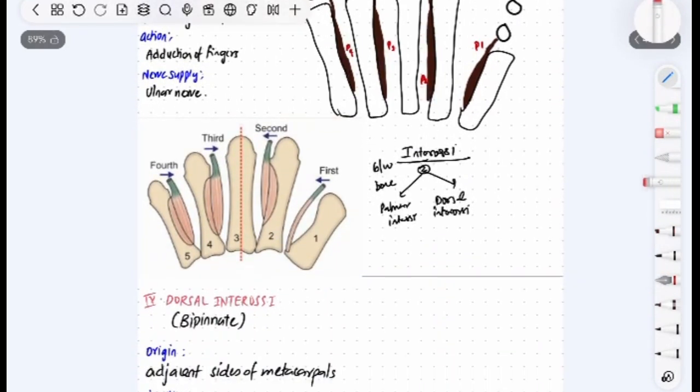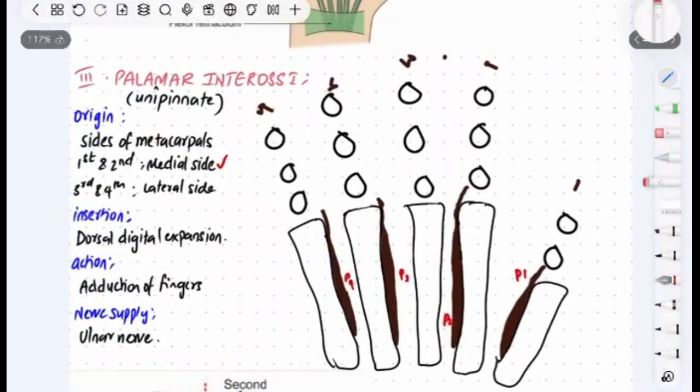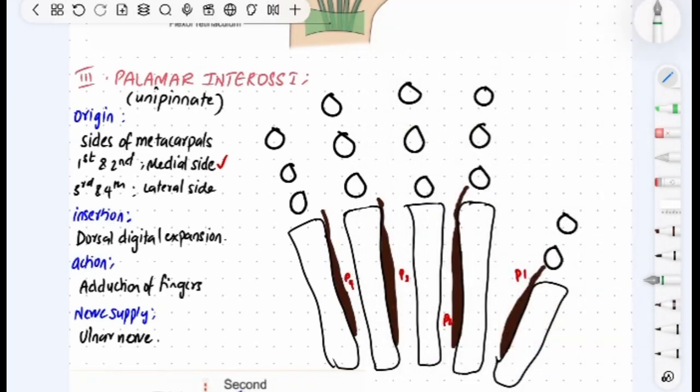So this is the textbook diagram, you can appreciate it in this. Now what is the action of the palmar interossei muscles? The action of palmar interossei is nothing but the adduction of fingers. So this is the adduction. Their action is adduction. Now their nerve supply is the ulnar nerve.